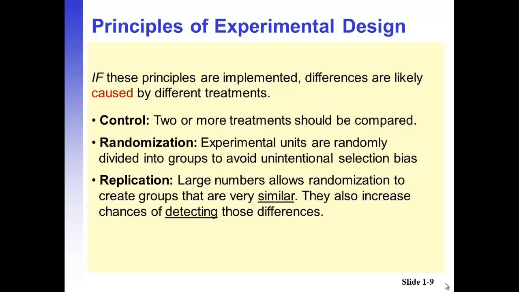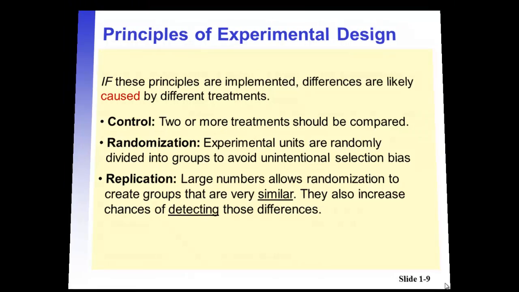This means that, first of all, the groups should be very similar on average. Though there may be individual differences between the subjects or experimental units, on the whole, the two groups should have a similar distribution of those differences. It also increases our ability to detect the differences between the two groups. Variations, say, in means are reduced as the size of the sample that we're working with increases.